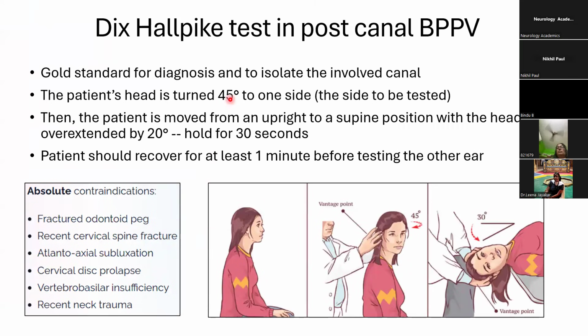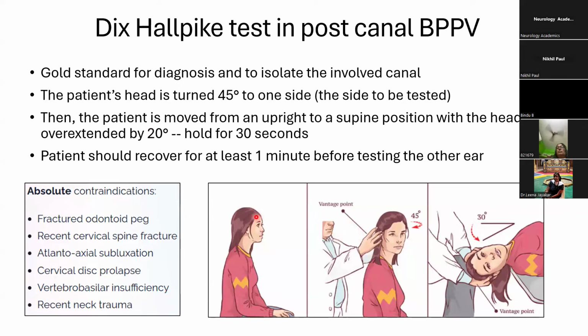So in a Dix-Hallpike test, what we do is we turn the head 45 degrees to the side to be tested, and the patient is made to lie supine. And the head is overextended by 20. I'll show a video in the next slide. And the head is overextended by 20 degrees, and it is held for around 30 seconds.